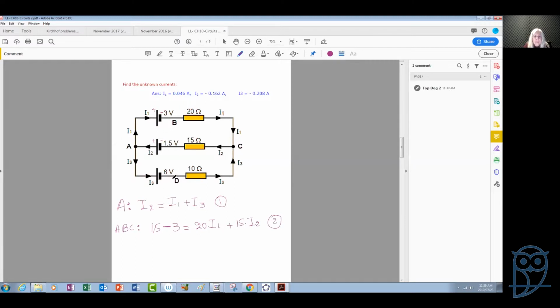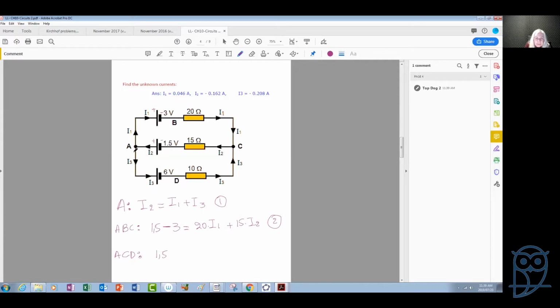Let's go to another loop now, because we need the third equation. Let's go to this bottom loop, A, C, D. Let's see what we meet here. Let's start again with the sum of the EMFs, starting again from this 1.5 volts. So that will be a positive sign here, 1.5.